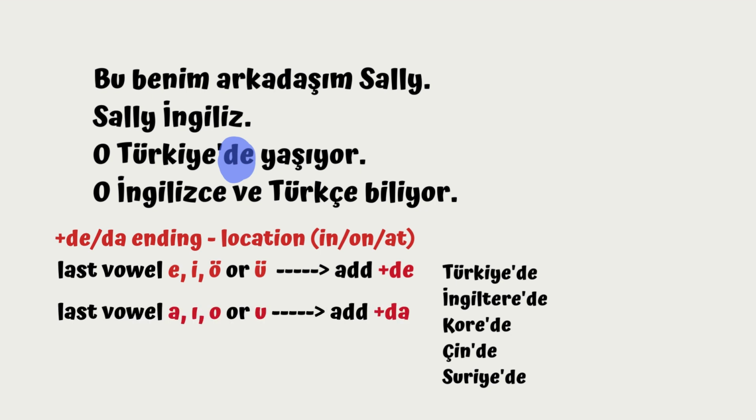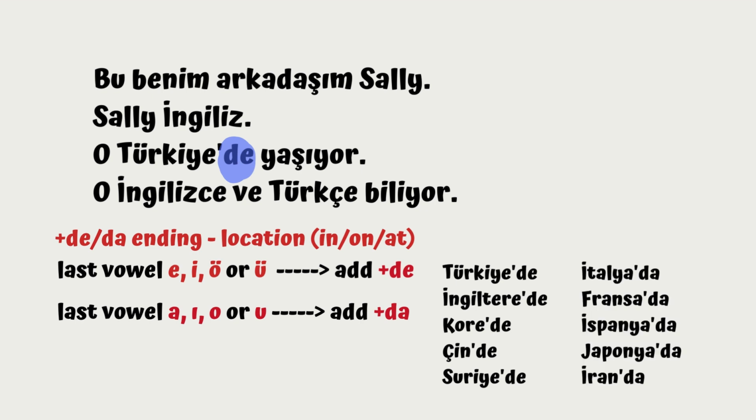And there's another rule. If the last vowel is a, ı, o, or u, we add da. Like in these examples. İtalya'da, Fransa'da, İspanya'da, Japonya'da, İran'da.